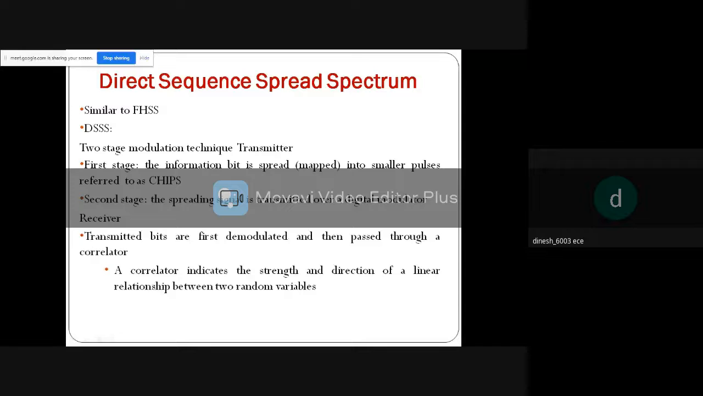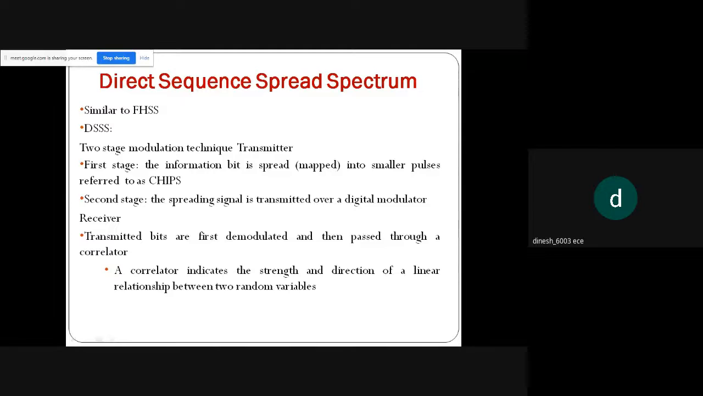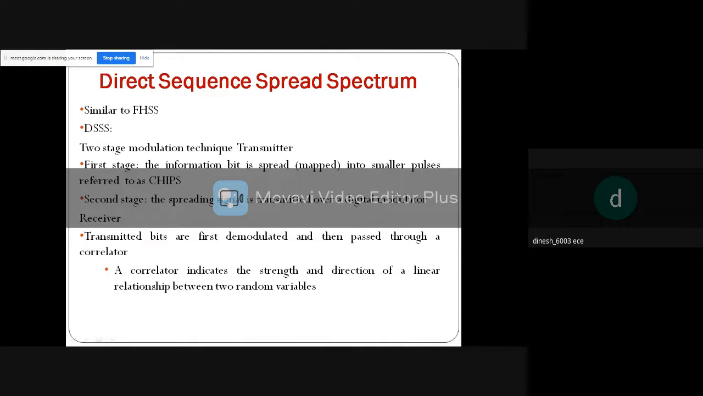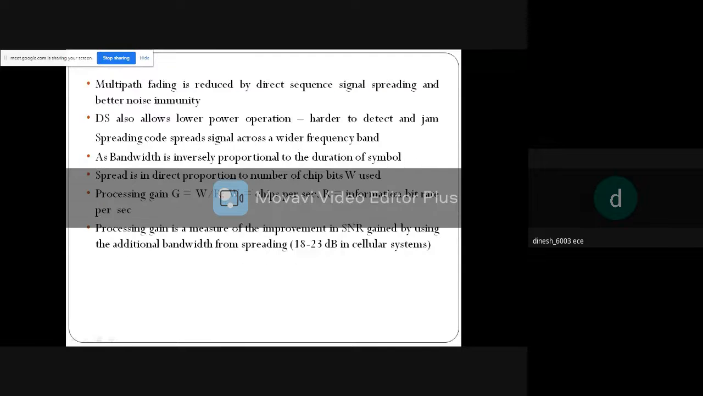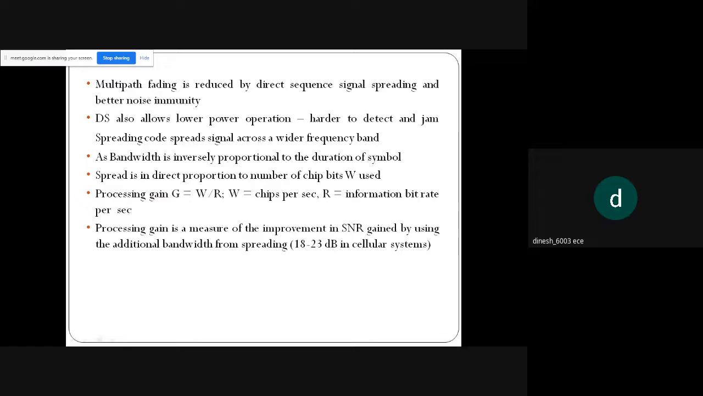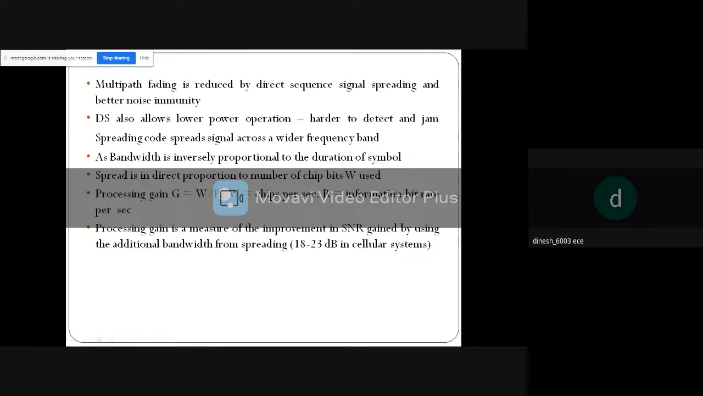At the receiver, the transmitted bits are first decoded and then passed through a correlator, as we do in normal baseband transmission. This correlator will indicate the strength and direction of a linear relationship between two random variables. Multipath fading is reduced by direct sequence signal spreading, with better noise immunity. Direct sequence also allows lower power operation, which is harder to detect and jam, spreading code signals across a wider frequency band.